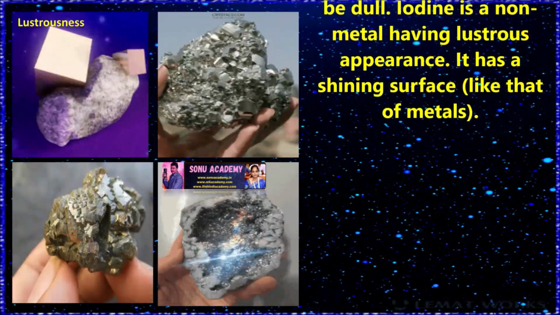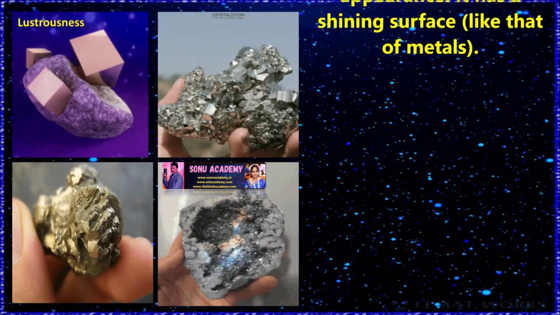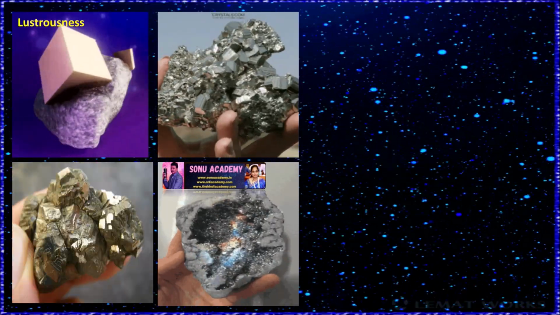Iodine is a nonmetal having a lustrous appearance. It has a shining surface like that of metals.